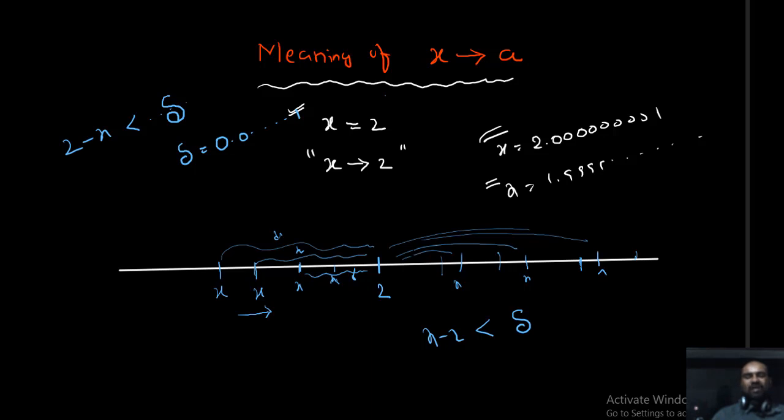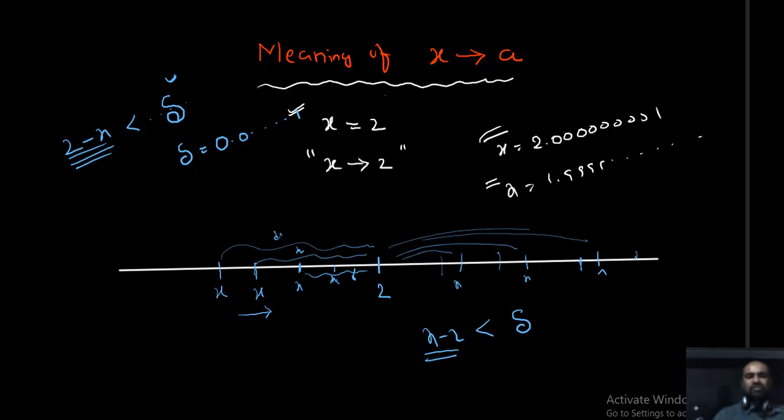Distance between that and the number is 0.005, somewhat near. Means you want to make the number x nearer to 2. So what should you do? You want to take a smaller value of delta. Then you can say that x is nearer to 2. If 2 minus x is less than delta, I can say that x is approaching 2 from lower values of 2. Or x minus 2 is less than delta, I can say that x is approaching 2 from higher values of 2.